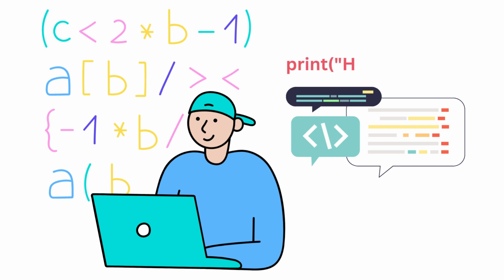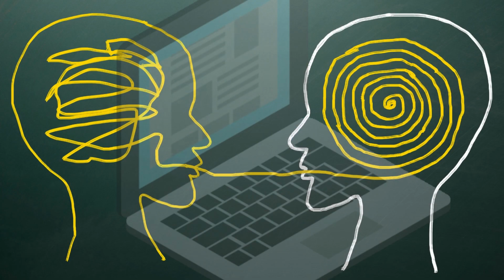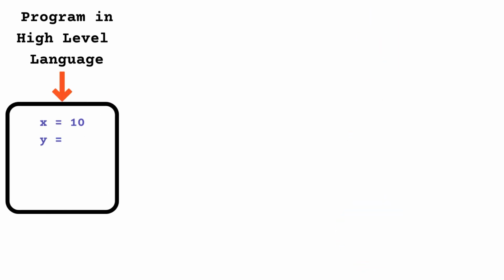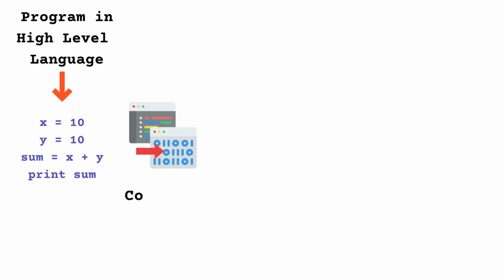A programmer writes a computer program, which is a set of instructions written in a high-level programming language. So how will the computer understand the code written in a high-level language? Let's find out. The first step is to write the program in a high-level language such as C, Java, Python, etc. Here we have a high-level language code that adds two numbers x and y and provides their sum as an output. The next step is to compile the program using a compiler.